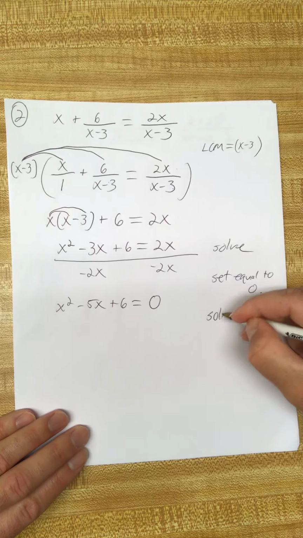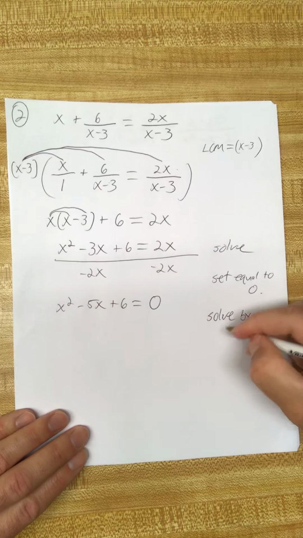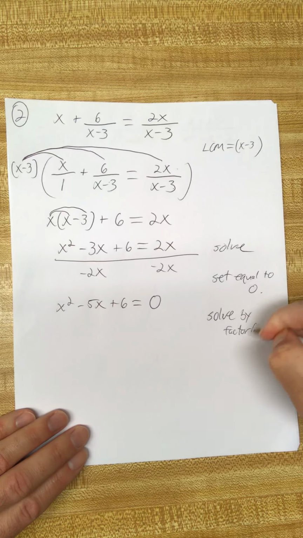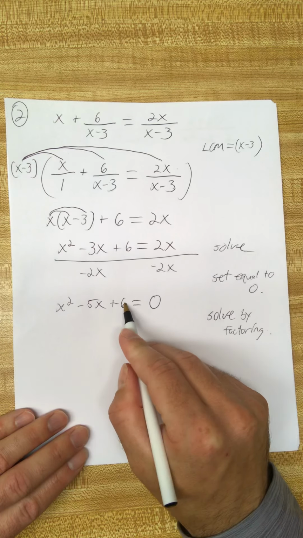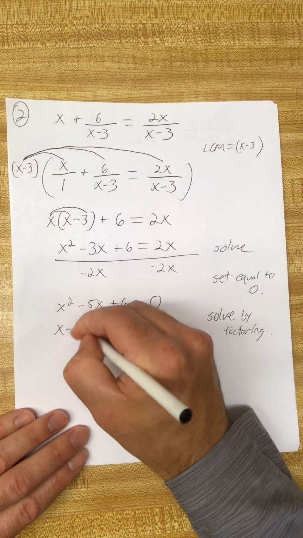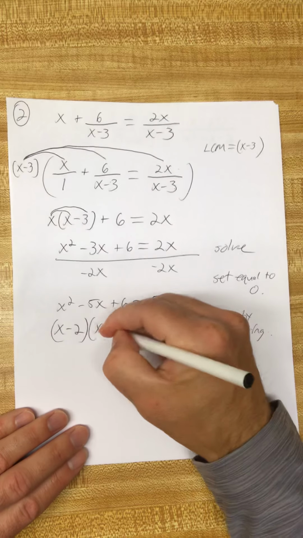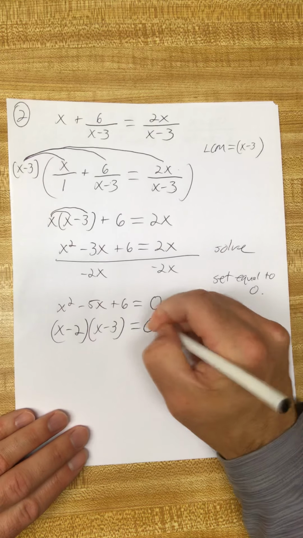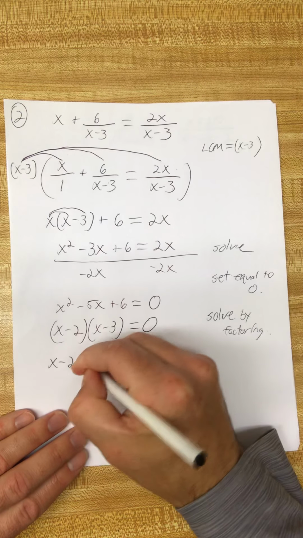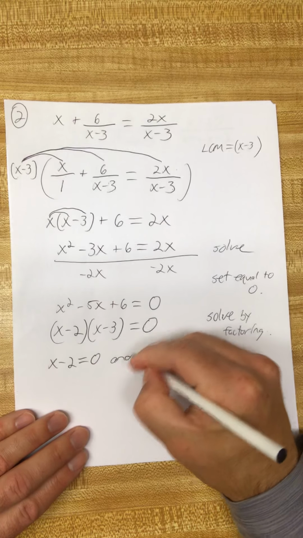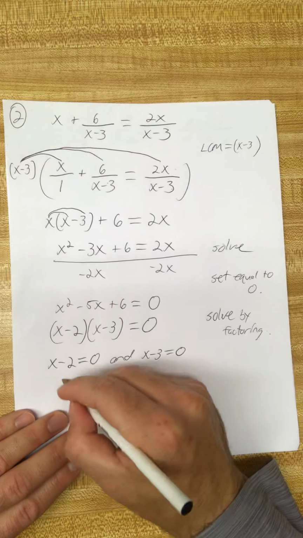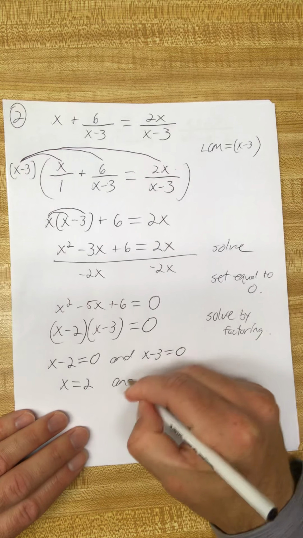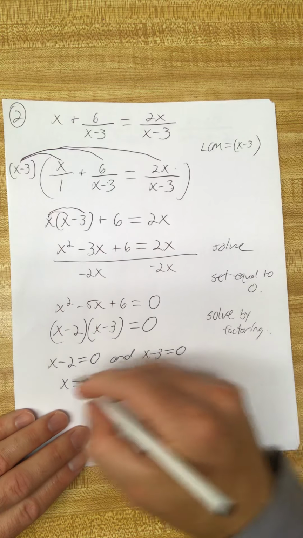We're going to solve by factoring. So factors of 6 that have a sum of 5. We're going to factor this into x minus 2 times x minus 3 equals 0. So do x minus 2 equals 0 and x minus 3 equals 0. So x equals 2 and x equals 3.